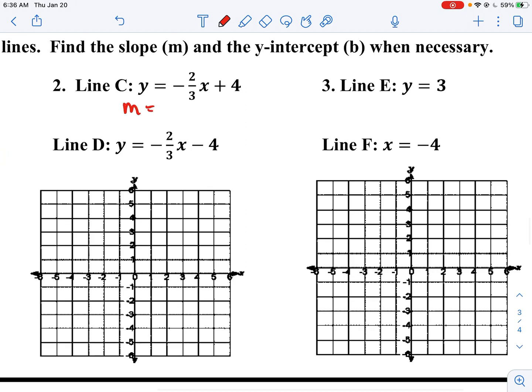So let's go over here. My slope here is negative 2/3. My y-intercept is 0, 4. Negative would go this direction, so I go to 4. I can go up 2, but I have to make sure that I'm in the negative direction, so that means I have to go to the left 3. Then I would go down 2 and to the right 3. Down 2, to the right 3. And I draw my line.